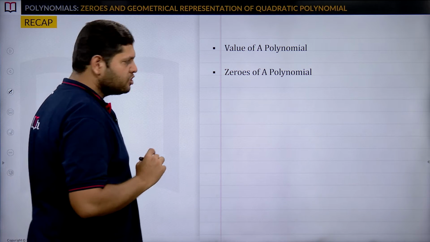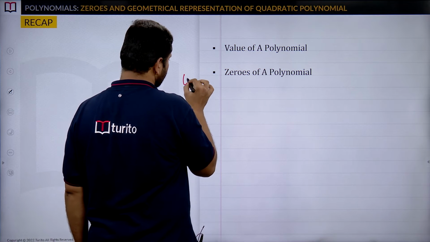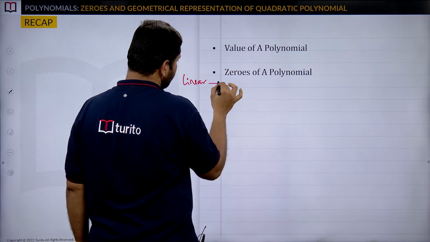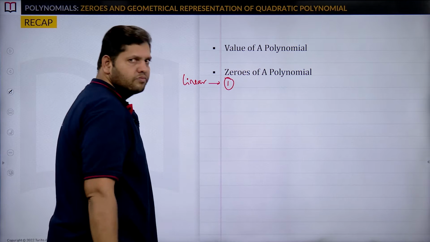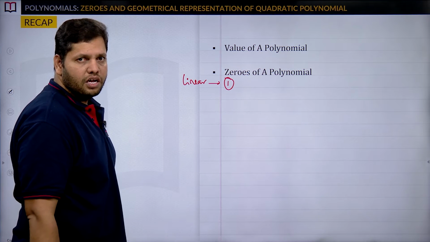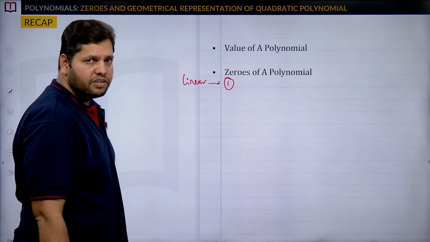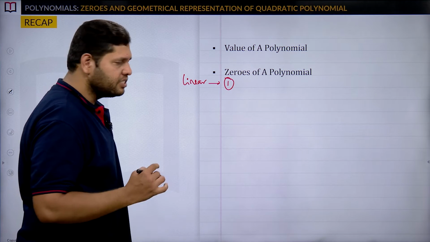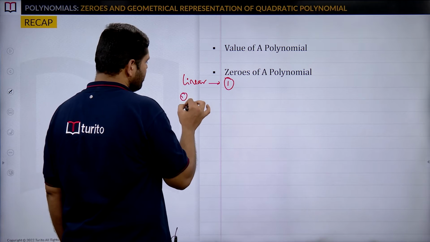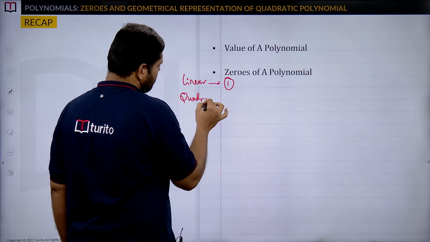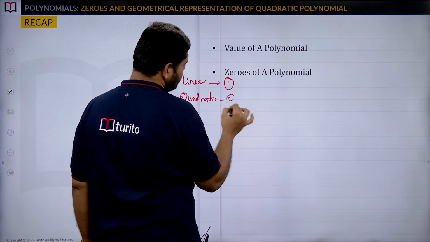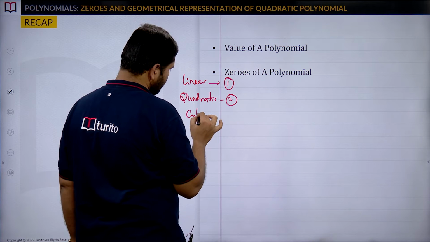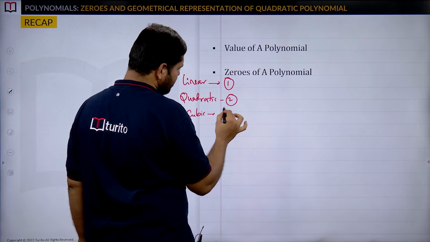I also told you some important points related to the zero of the polynomial. If the polynomial expression is linear, how many zeros does it have? It has only 1 zero. Are you getting my point? A linear polynomial means it has only 1 zero. If it is quadratic, it has 2 zeros. And if it is cubic, it has 3 zeros.